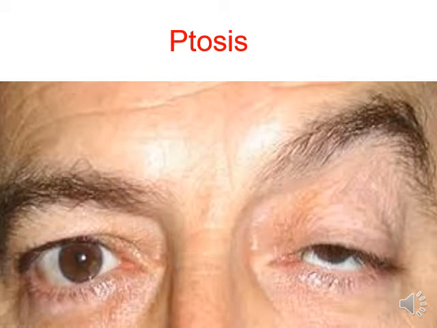Note the position of the left eyebrow. The left eyebrow is elevated by the frontalis muscle in an attempt to elevate the dropped upper eyelid.